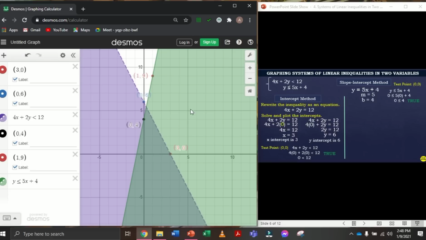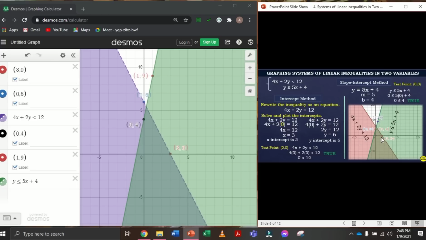Now, so, ibig sabihin, lahat ng nandito ay solutions nilang dalawa, including etong mga points na nandito, hanggang dito lang, hanggang dyan. Okay? Hindi na ito kasama, kasi hindi na siya kasama dun sa nag-overlap. So, kasama ito. Okay, nakuha po. So, therefore, this is the graph of 4x plus 2y is less than 12 and then y is less than or equal to 5x plus 4. Ito na po yung graph niya. Okay?